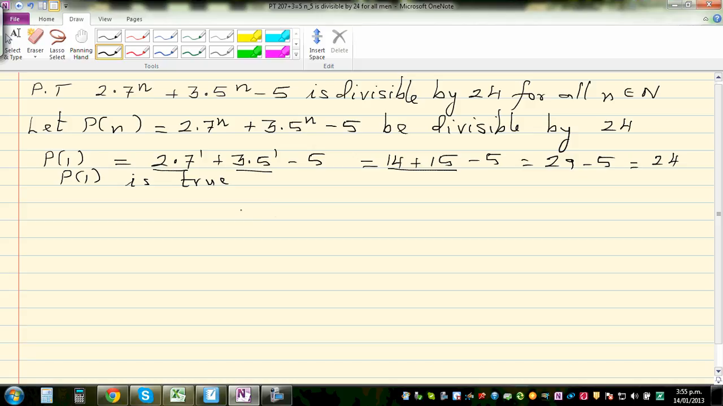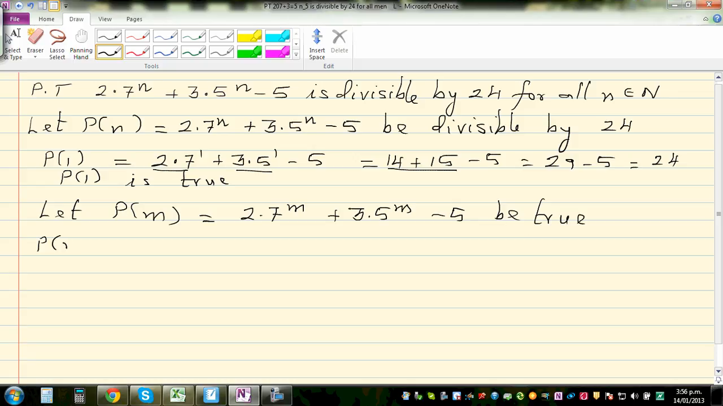So this is how we prove by mathematical induction. We'll take P of 1, and that's true. And we'll say let P of m is equal to 2 times 7 to the power m plus 3 times 5 to the power m minus 5 be true. If that is true, and then if we can prove P of m plus 1 is true, then here we are accepting this to be true. And for P of m plus 1, we're going to prove that to be true. If P of m plus 1 is true, P of 1, P of m would be true.